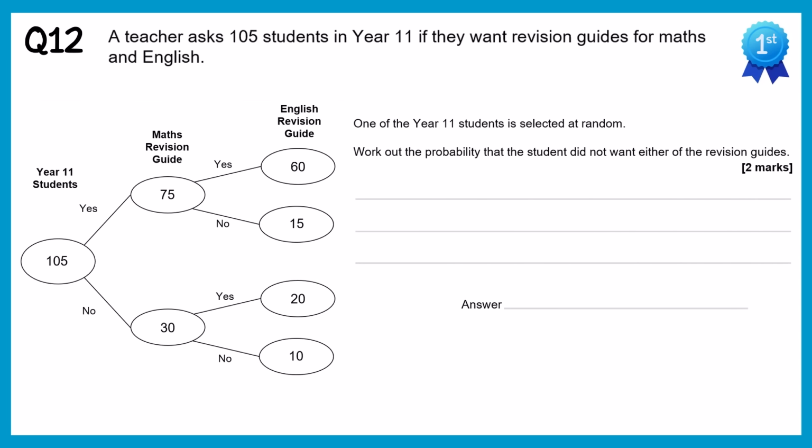For this question, we have a frequency tree that shows information about students and whether they wanted a maths and English revision guide. We're told that one of the students is selected at random, and we need to work out the probability that this student did not want either of the revision guides.